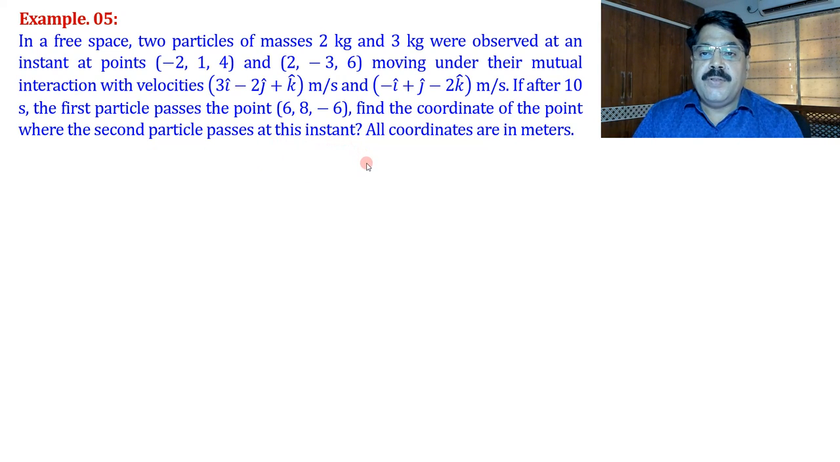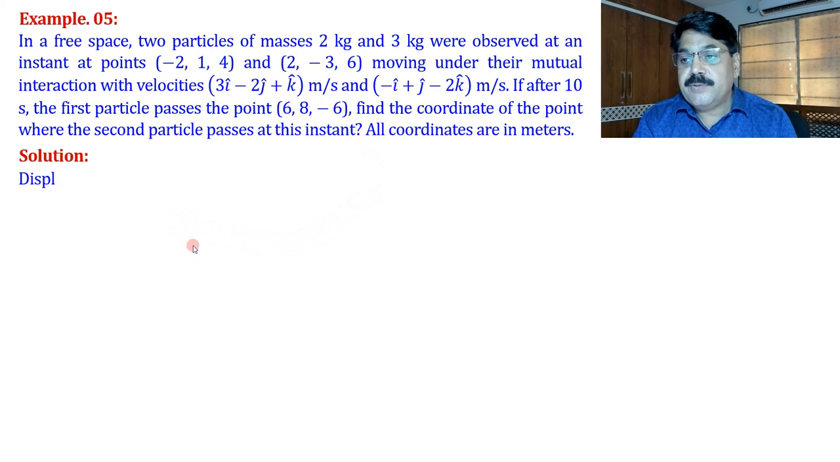Actually, for these two particles, their initial positions are given, their initial velocities are given, and it is known that after that instant there are no external forces on the system. Before that instant, when the particles are here, there may be external forces on the system, but after that instant they are moving under their mutual interaction, so there are no external forces. Now what do we find? The coordinates of the point where the second particle passes at this instant. When the first particle is here, where will the second particle be?